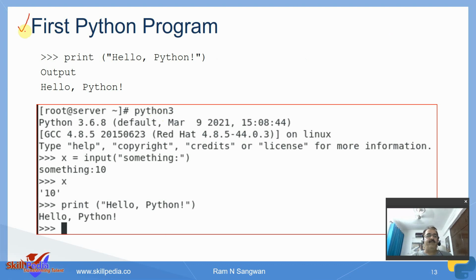First Python program. At the Python prompt, simply type hello Python and you will get the output. This is so simple. In shell scripting we used to use the echo command. Here we use the print command. Print, within parentheses you type whatever you want, the message within double quotes. So within double quotes, in parentheses, whatever you type, that will be displayed. So this is how I invoke my Python 3 interpreter.